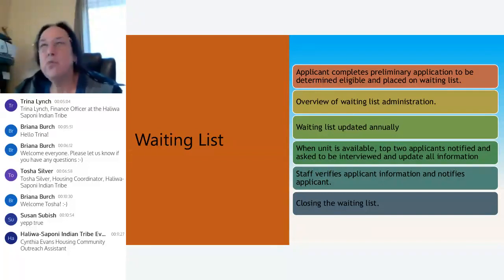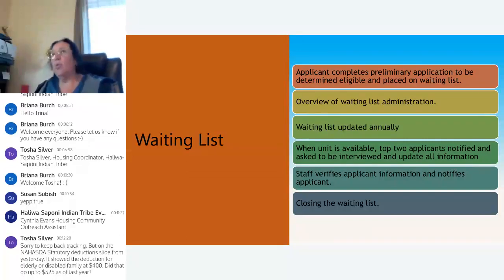HUD is very, very strict about removing people from your waiting list. So you should have a policy or a procedure as to when and how you do that. You make sure at the minimum you note who did it, when you did it, and why you did it, and then put it in an inactive file, but keep that application package there, okay? Or incomplete, if they don't bring you all the information.